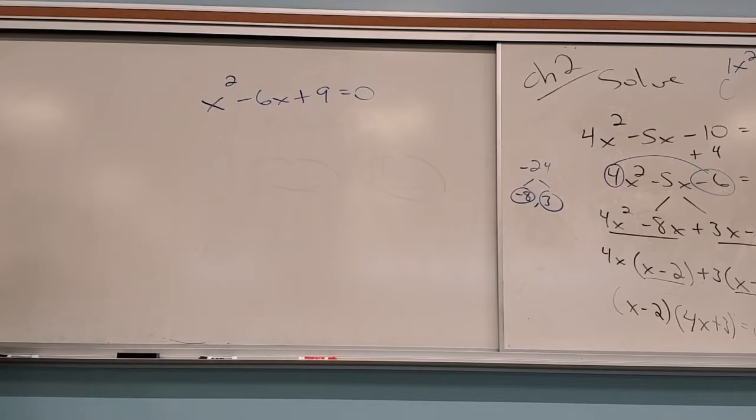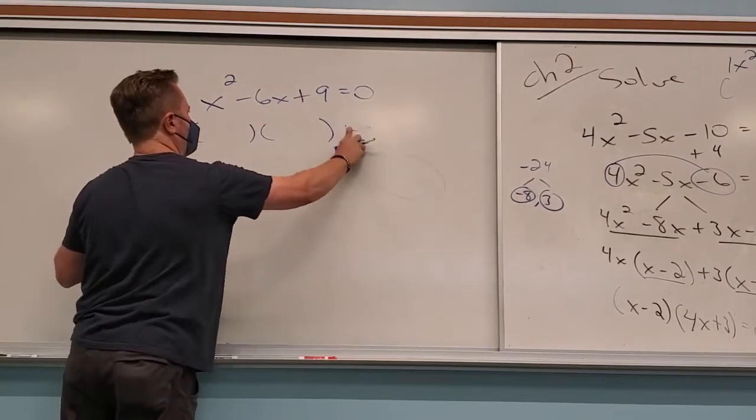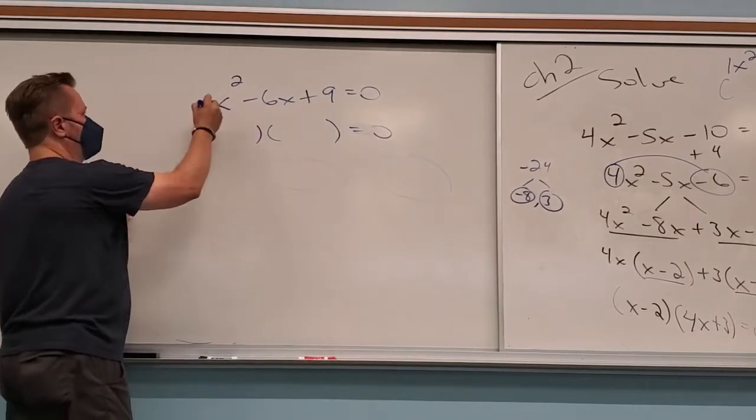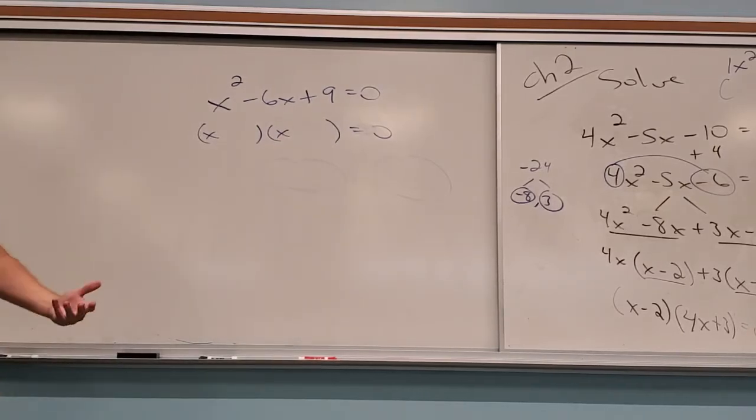This is a nice one to factor, because what do you need? Two numbers that multiply to 9 and add to be -6. Because I know the first piece is x and x. There's no question. Just the numbers I need to think about.